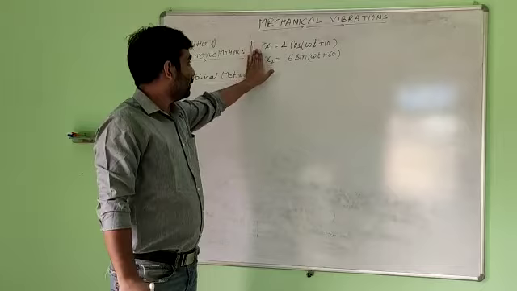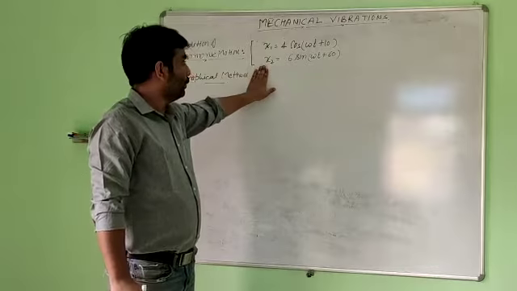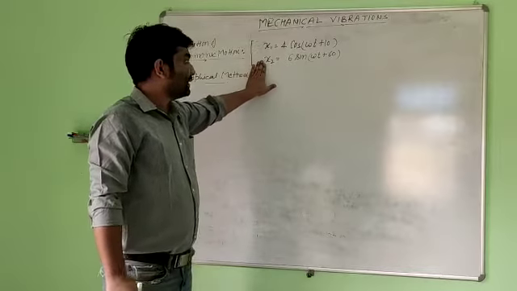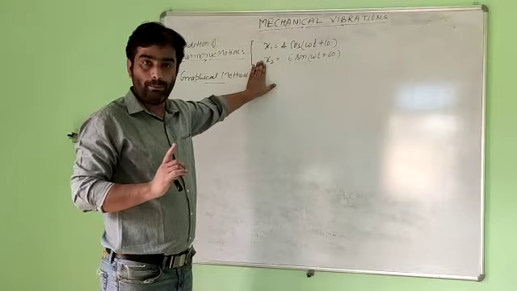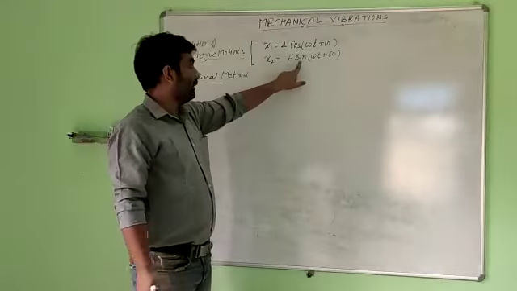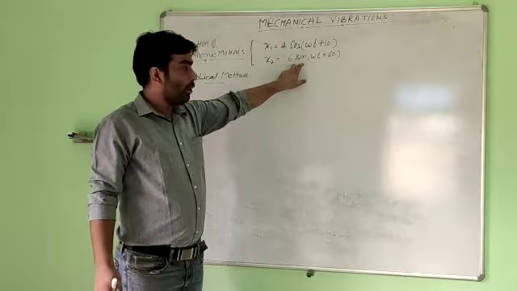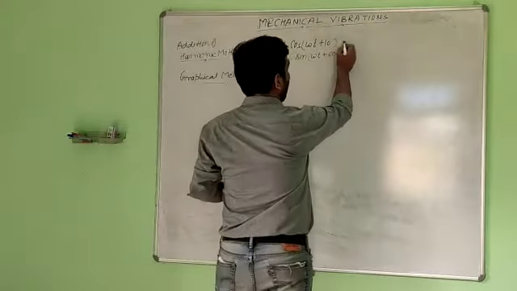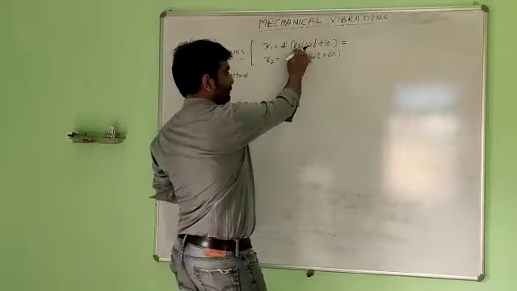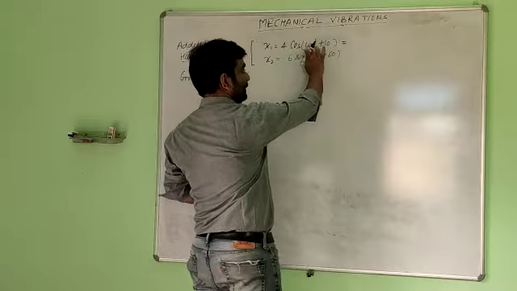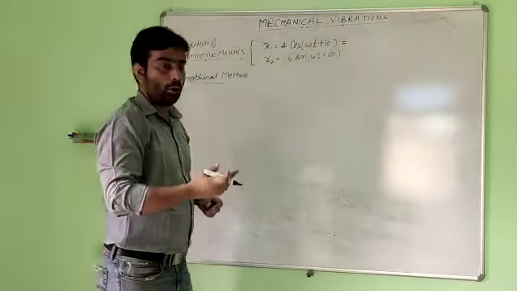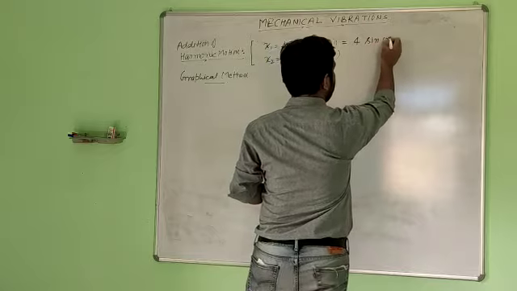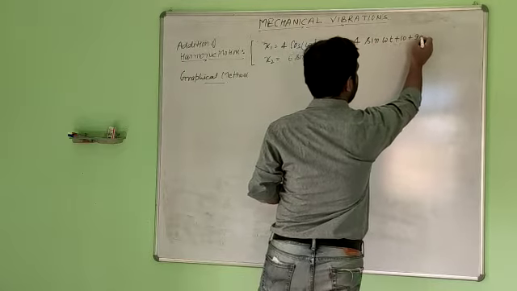Before calculating the resultant, the important point is that we have to convert x1 and x2 into the same form. Same form means we have to convert either this cos into sin or this sin into cos. So first we are converting this cos into sin. Sin of 90 plus theta is equal to cos theta. So x1 can be written as 4 sin omega t plus 10 degree plus 90.